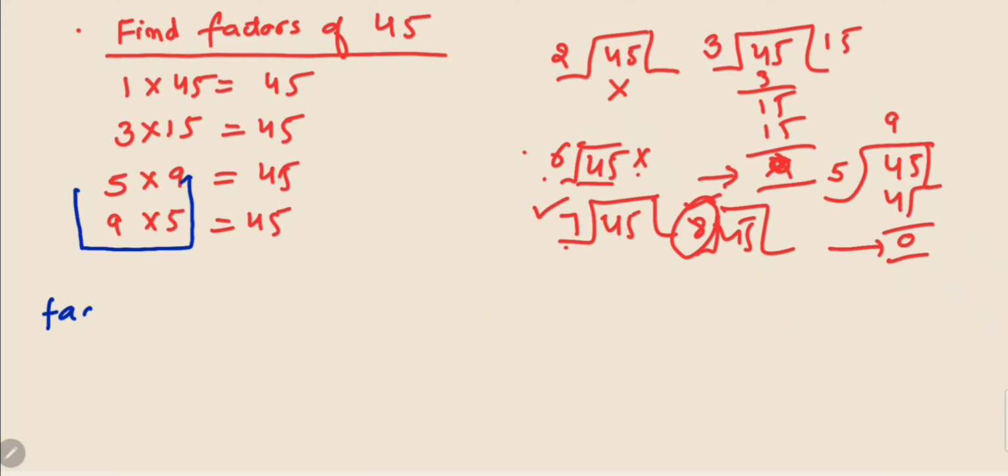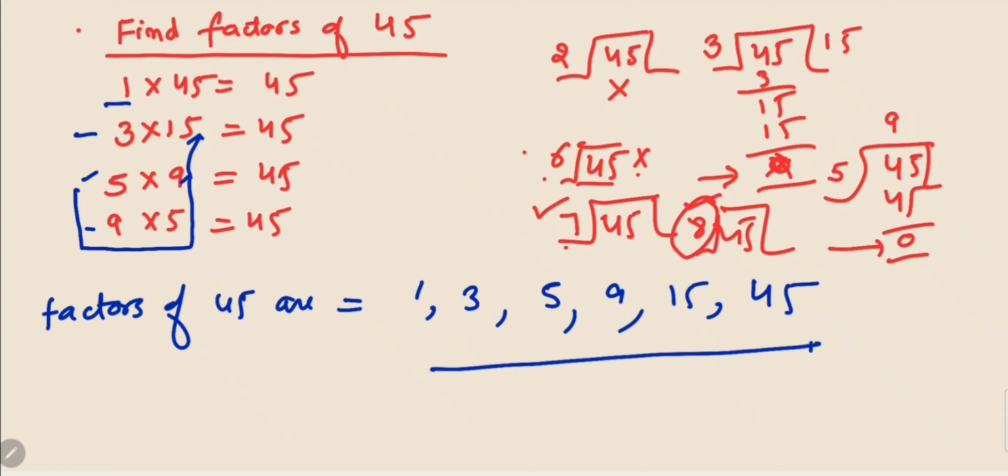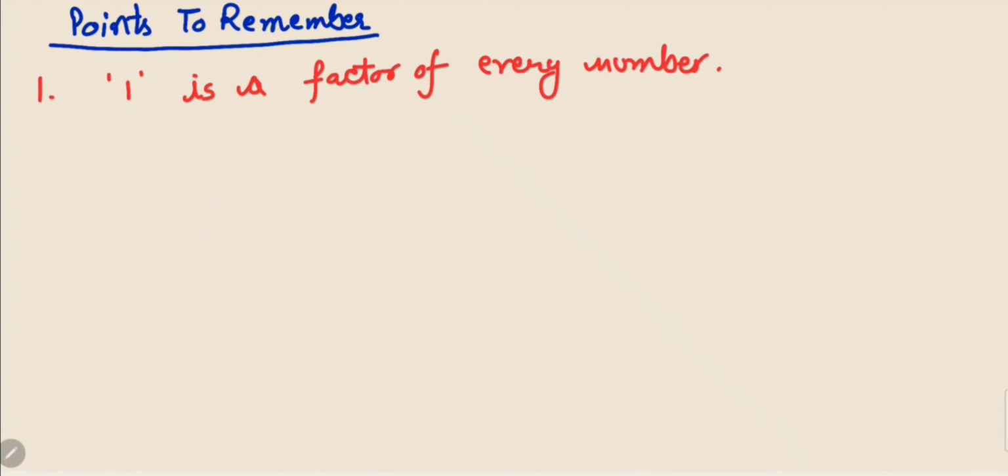So the factors of 45 are 1, correct? Next is 3, next is 5, next is 9, and after 9, 15 will come and then 45 will come. See, all these are the factors of 45. Some important points to remember about factors.